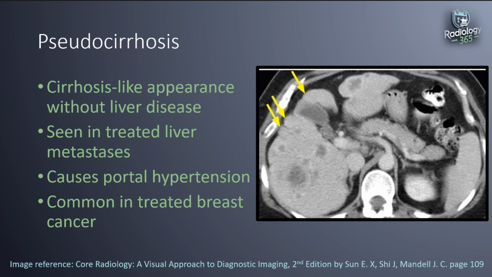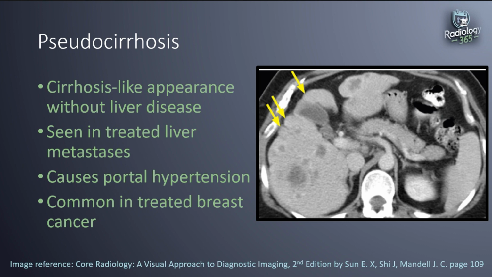But here's the catch: even though it's not true cirrhosis, the complications of cirrhosis are real. You may have portal hypertension as a result of pseudocirrhosis. These patients can develop ascites and even varices. So if a patient with metastatic cancer develops signs of cirrhosis without a liver disease history, you should be thinking along the lines of pseudocirrhosis.